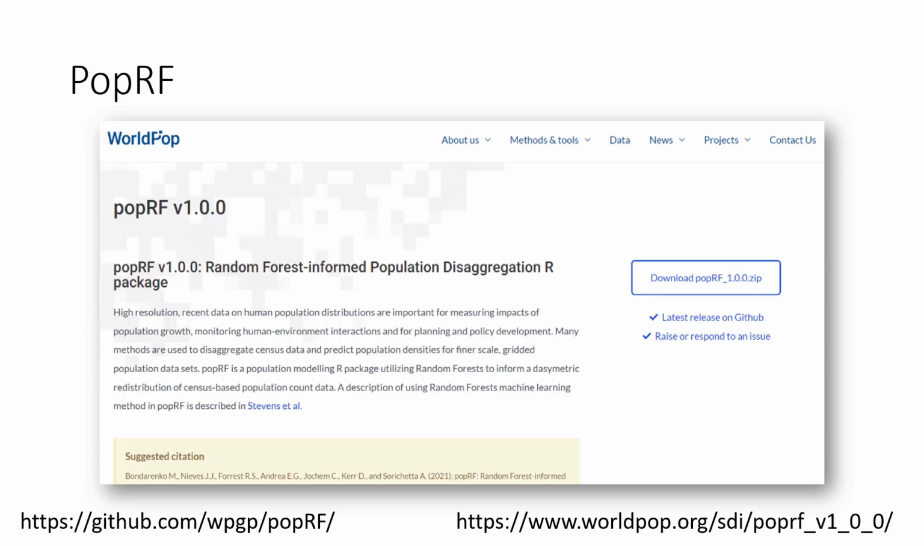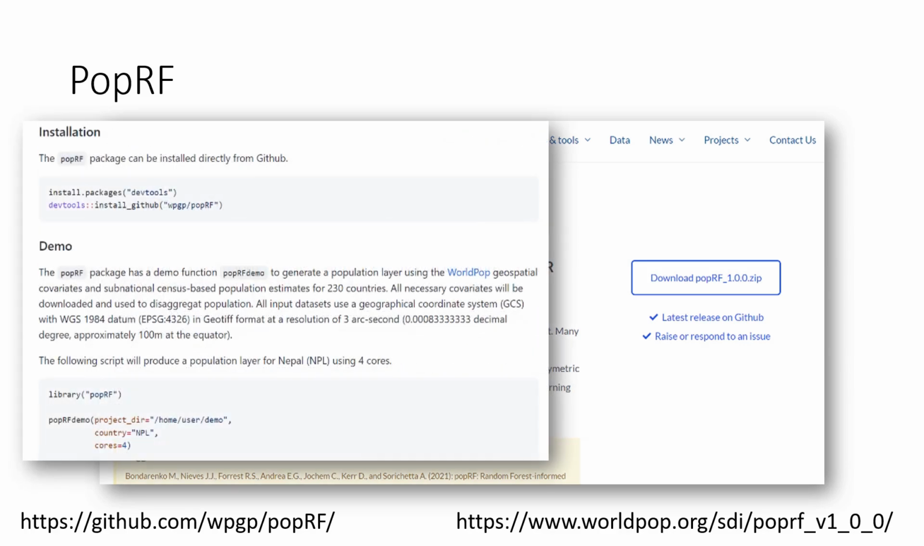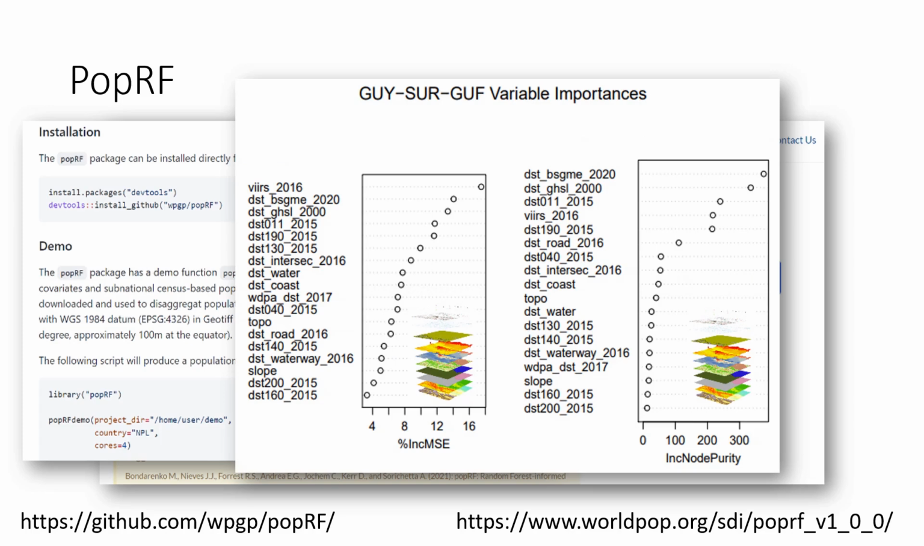This is an approach that you can play with yourselves. There's an R package of this, POP-RF, a random forest informed population disaggregation. It comes with all kinds of demos. It tells us something about the different layers that we put into there and which ones are the most important in predicting population densities.